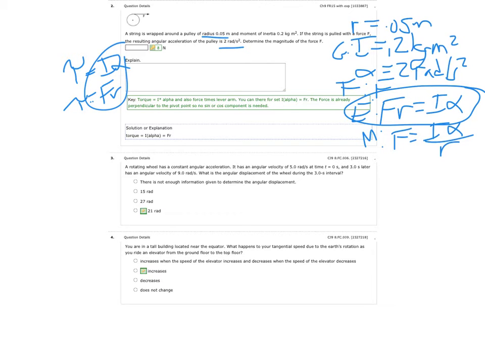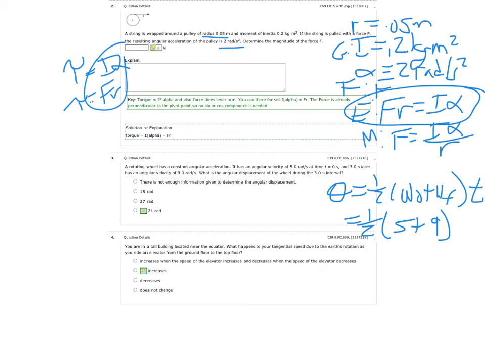Let me show you the easy route because this was not a 5-step problem with a multiple choice question. You could just show the kinematics equation. So you basically just could have done theta is equal to 1/2 (omega naught plus omega f) times t, and you had everything. So 1/2 times, it went from 5 to 9, so 5 plus 9 times 3. If you do the math, that's 14. 14 divided by 2 is 7. 7 times 3 is 21. So the answer was 21 radians.